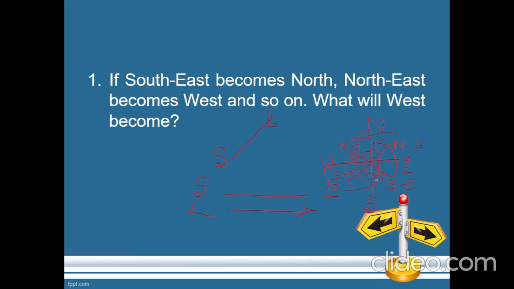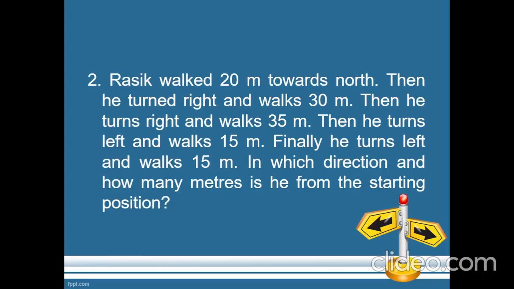So we have to apply this logic. You can move in the clockwise or anti-clockwise direction, whichever is convenient. Here the logic is that you shift 135 degrees in the anti-clockwise direction. Based on that, the west becomes the southeast direction. The answer is the southeast direction. This is the first problem. Directions is a very easy concept under logical reasoning.